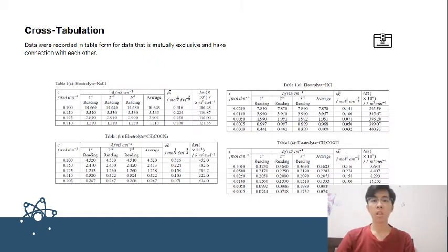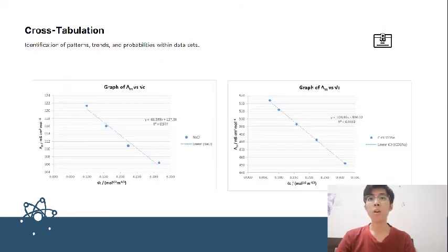In this case, we can divide the data into rows. As you can see in the table, concentration is one row, conductivity is one row, and so on. From the table, we can see the connection between the data. So it allows for the identification of patterns, trends, and possibilities within the data sets.